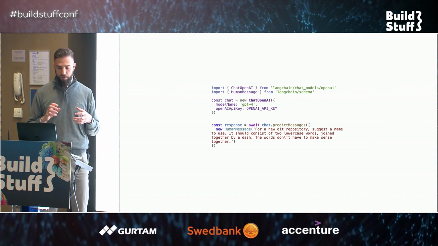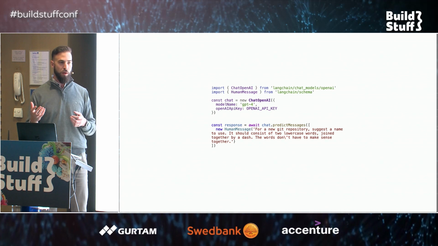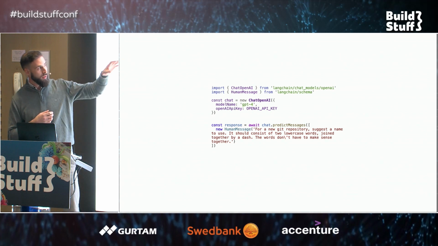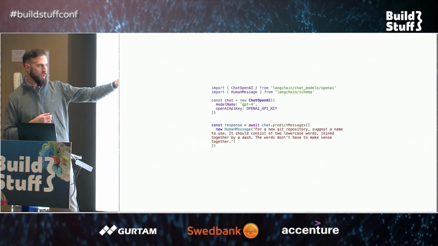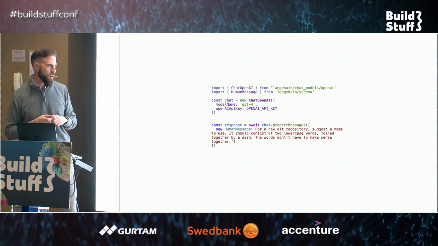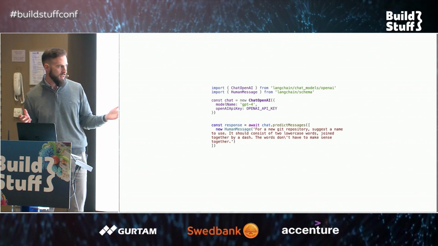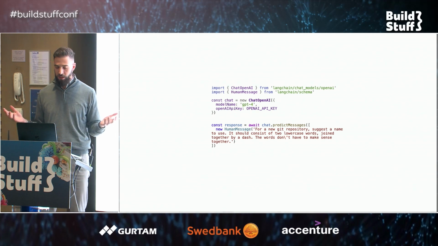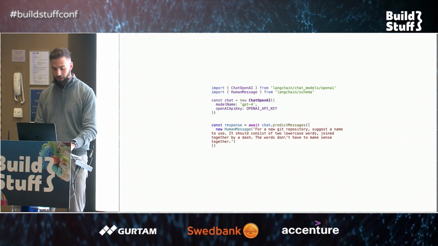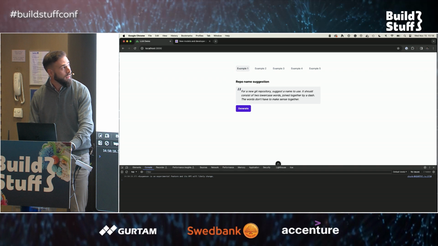First of all, we have to create an instance of an AI model. We're going to use the GPT-4 chat model here. Then we just create one message, a human message in this case, and we say: for a new Git repository, suggest a name to use. It should consist of two lowercase words joined together by a dash. The words don't have to make sense together. And then we just call chat.predictMessages, and that's it. I'm quickly going to show how it could look.